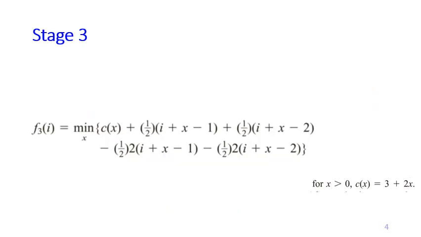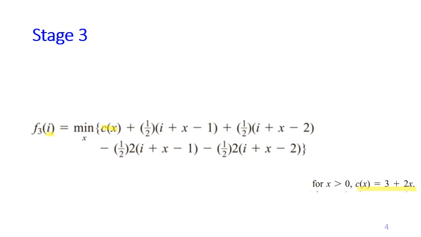Now let's start at the very last month of this problem, which is month 3. At the beginning of month 3, we have I units of items in our inventory. Because we would like to minimize the cost, let's just write down all the costs that happened at month 3. First, we have the production cost, C(x). For x greater than 0, the function is 3 plus 2x. Now that is the production cost.